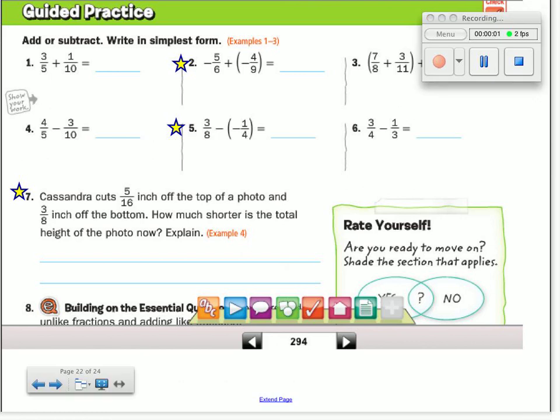Okay, so today when we are adding or subtracting the fractions, they have unlike denominators. So we have to first find a common denominator. I would like you to rewrite the problem first. So a common denominator for both 6 and 9.